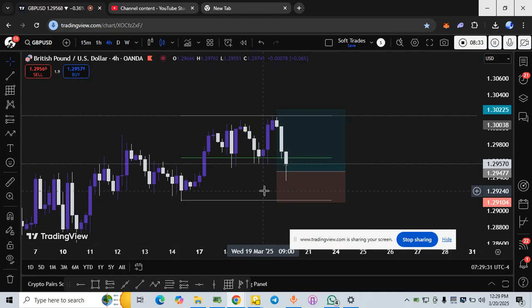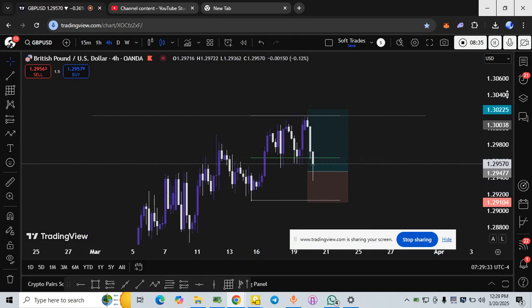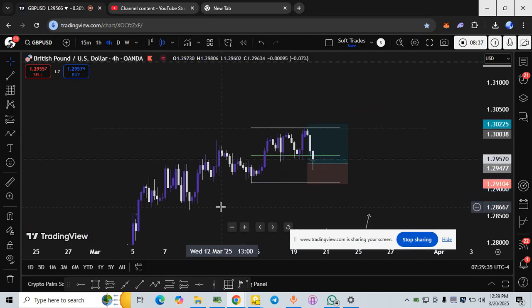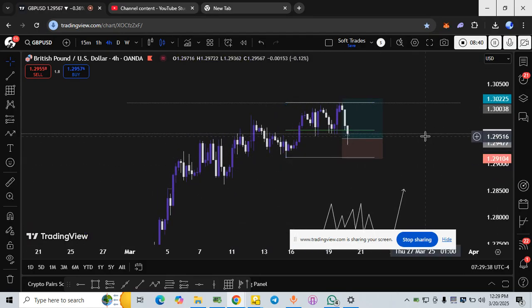So you need to pay attention to how inducements affect your trading. The normal advice I give to people is: don't just trade randomly, trade with structure, understand market structure, understand price action. And these are some of the things that I teach in my soft model course.